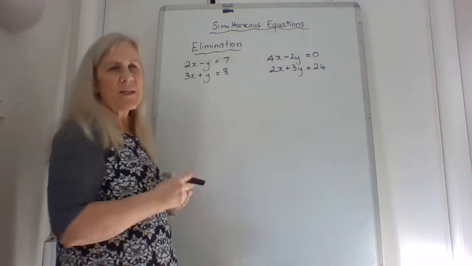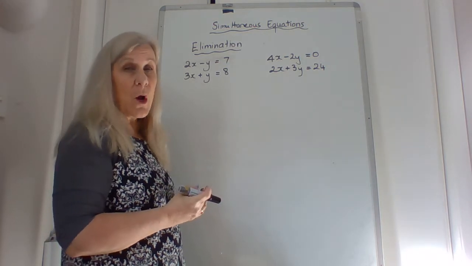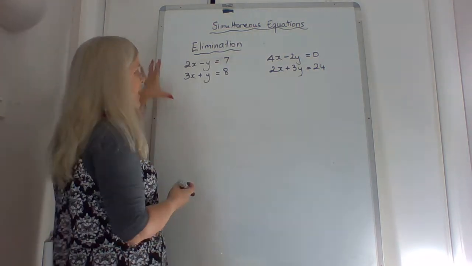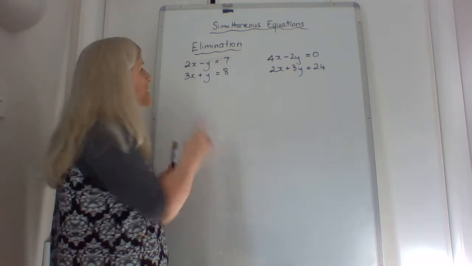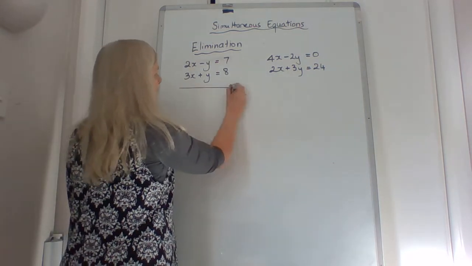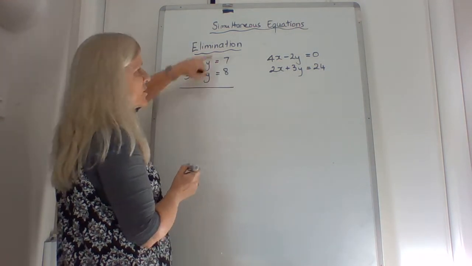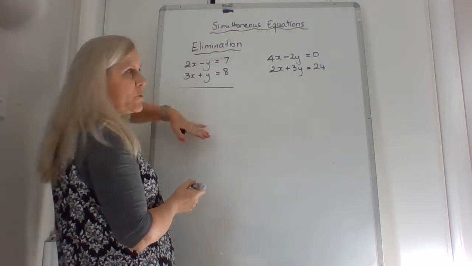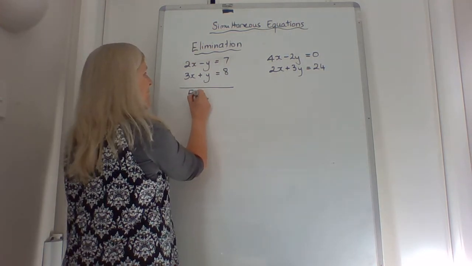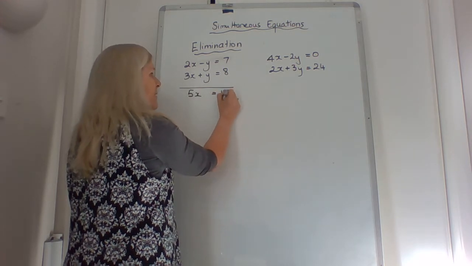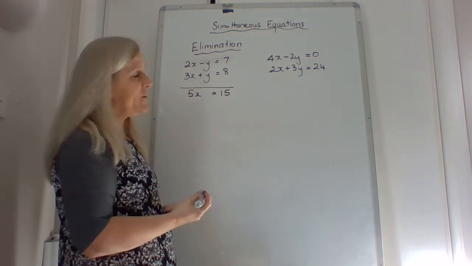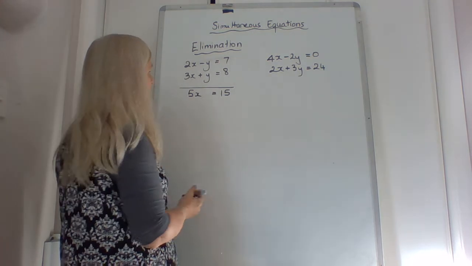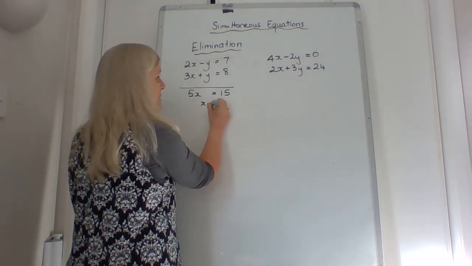Elimination means we're trying to get rid of either x or y, and the way we do this is by combining the equations. This one's pretty easy because if we add these two equations together, negative y plus y means the y vanishes. So we just end up with 5x equals 15, which means that x equals 3.